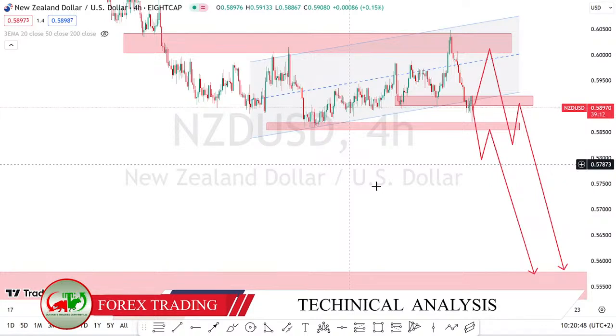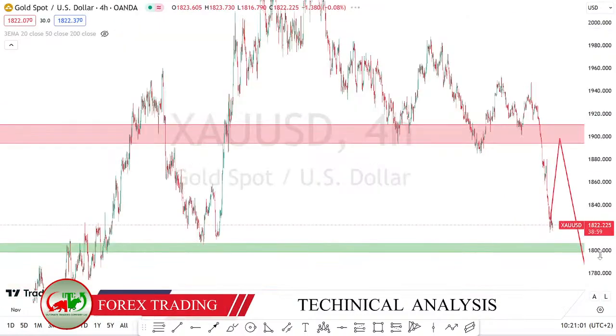Now let's go to the metals. Gold is still the same. We do have this resistance around 1900 and the support around 1800, and the market has pushed very bearish, very low, and it is closer to the low. So we need to look for sells in gold, but we are not going to sell near the support.